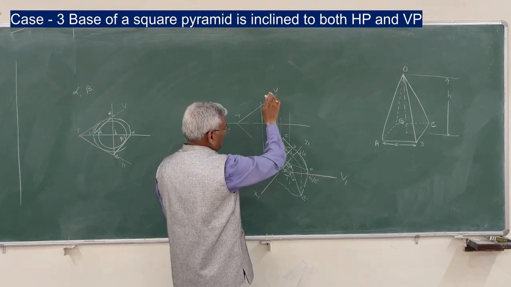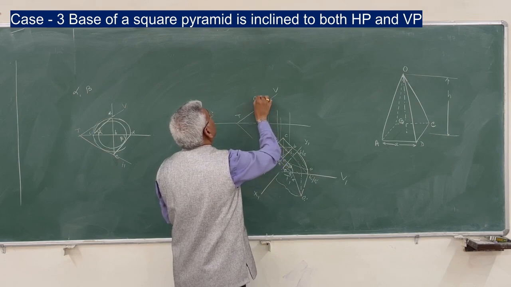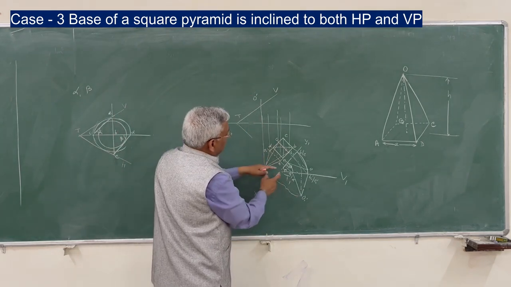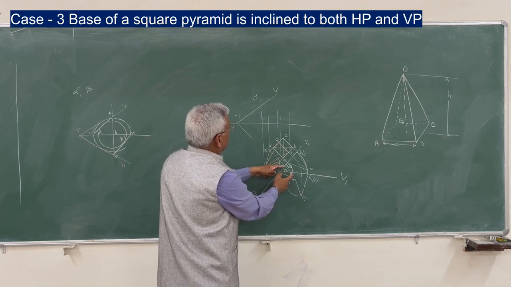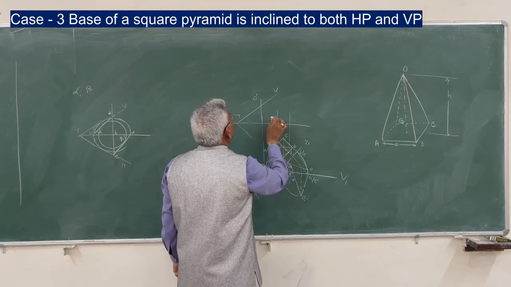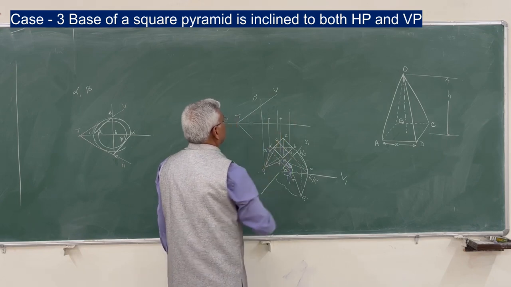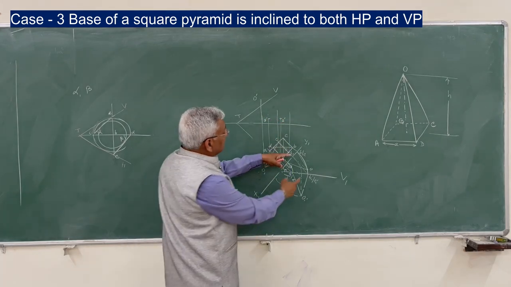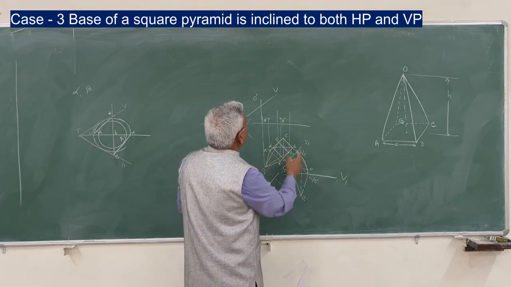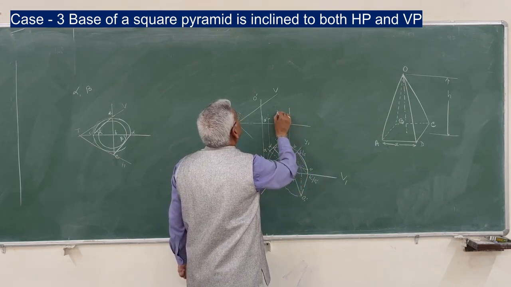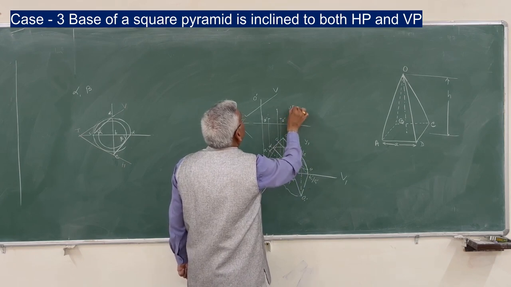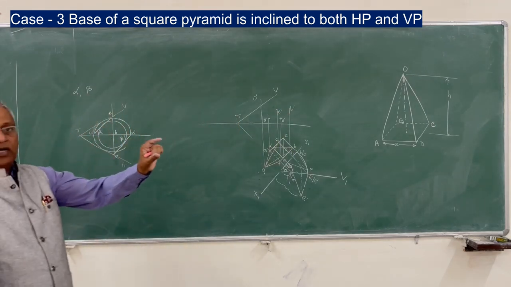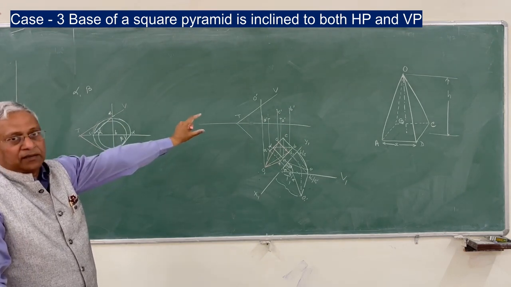O dash, let's say O dash, this height from the ground line. A and B, they are at this distance, this height. So A and B are here. This is B dash and this is A dash. B and C, they have the same height now. So B and C will be here. This is B dash and this is C dash. Right? You got 5 points, 5 corners of the solid in the vertical plane.